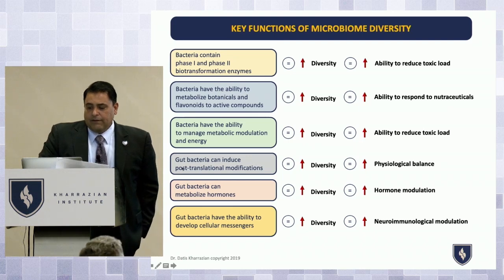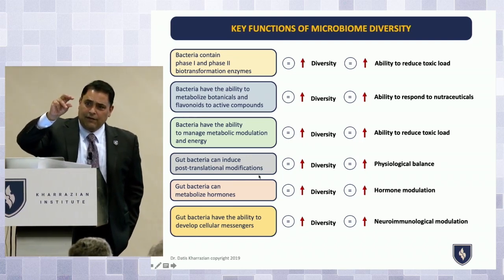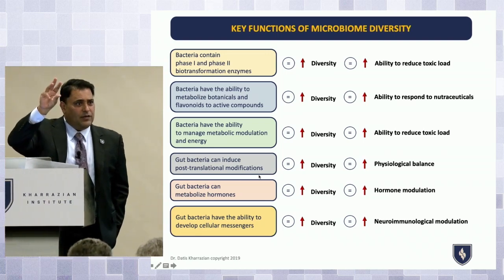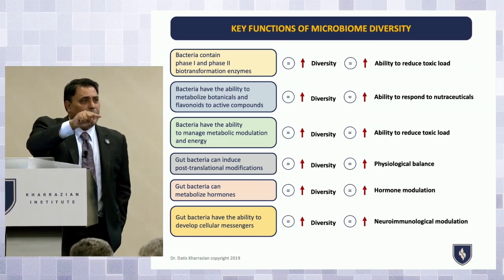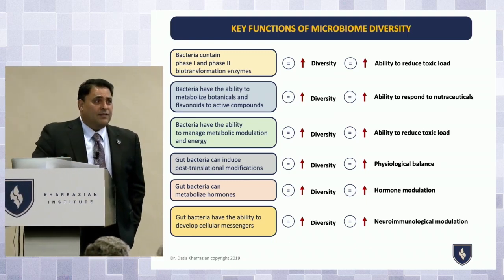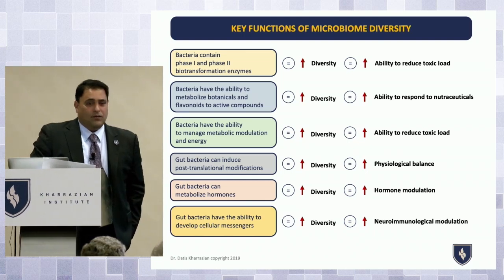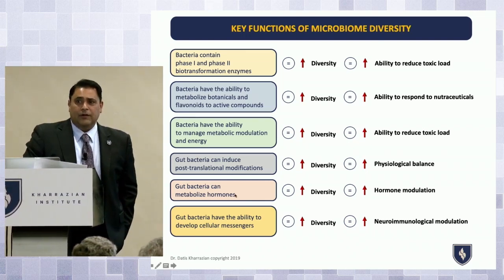Gut bacteria also have post-translational modifications. So you have proteins, they bind to a receptor and they have a proteomic response. So these proteins have what's called a post-translational response based on gut bacteria changing the protein so they can actually bind to a receptor with their own protein system signaling pathways. So they're absolutely critical. Gut bacteria metabolize hormones.